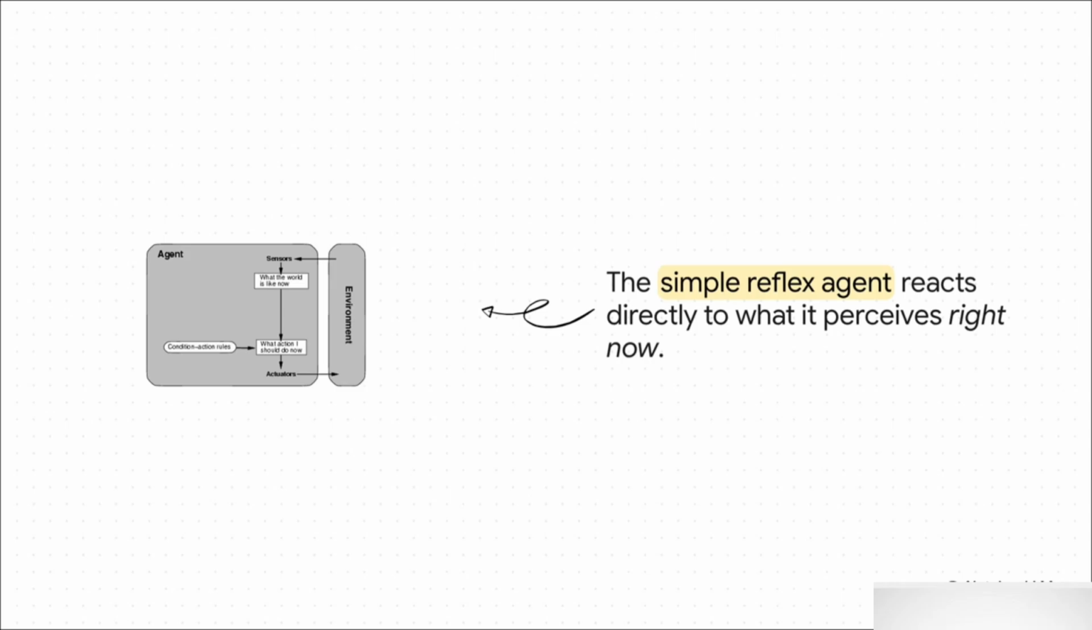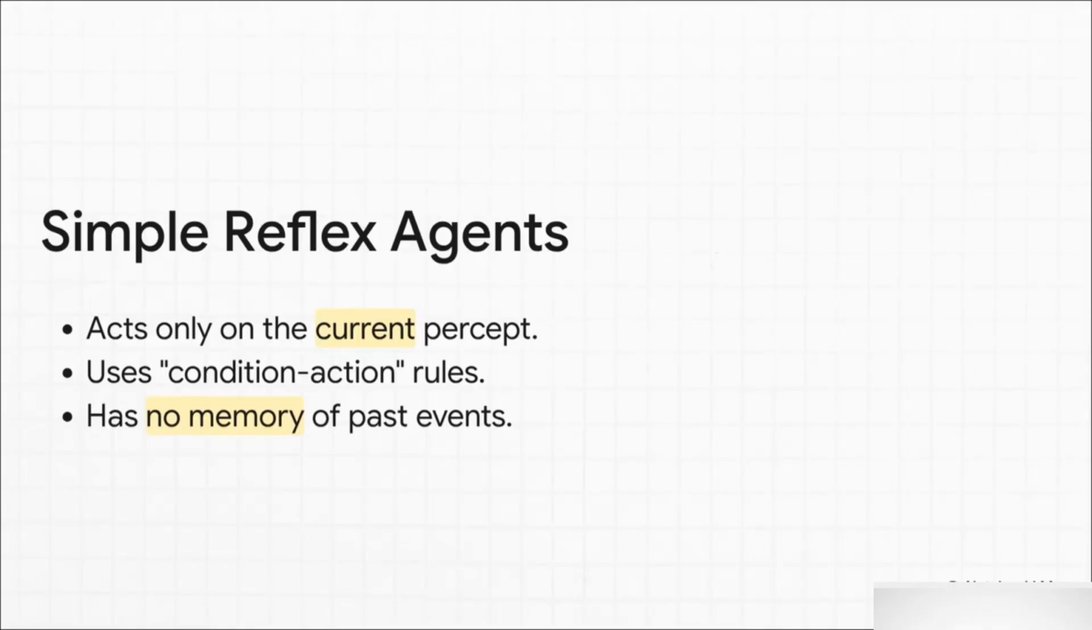You can see from the diagram, it's a straight line. Information comes in from the sensors, it triggers a simple rule, and an action immediately goes out. Bam! Done. The most important thing to know about this agent is that it has no memory. Zero. It only acts on what it sees in the present moment. Think of a simple thermostat. If it senses the room is cold right now, it turns on the heat. It has no idea it was warm 5 minutes ago. Our little vacuum bot from earlier? A perfect example of a simple reflex agent.